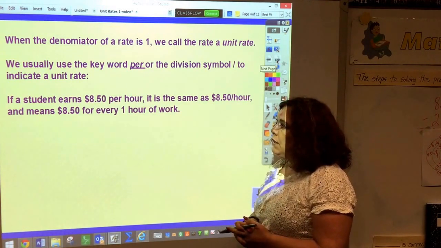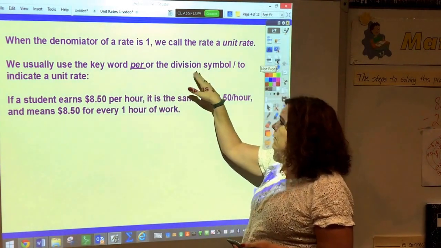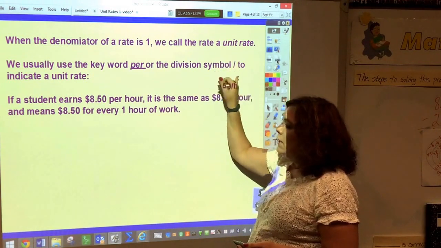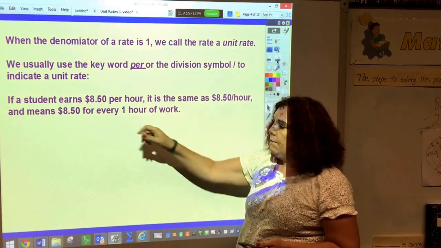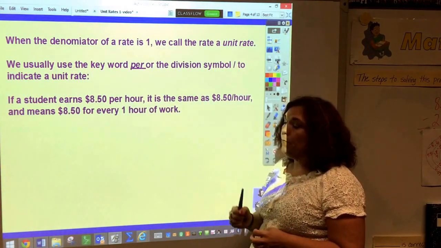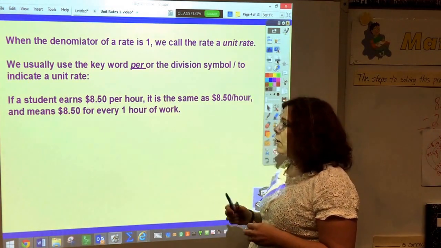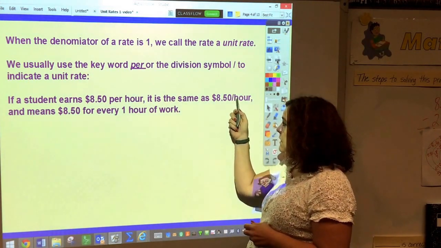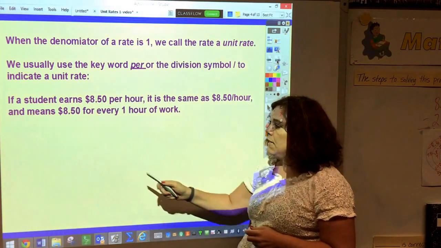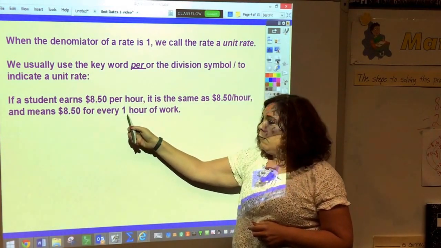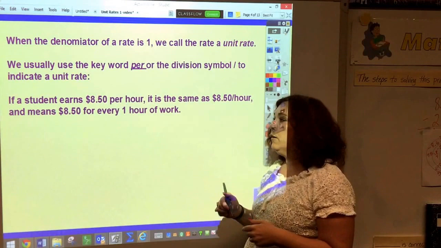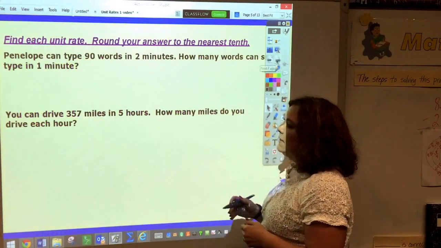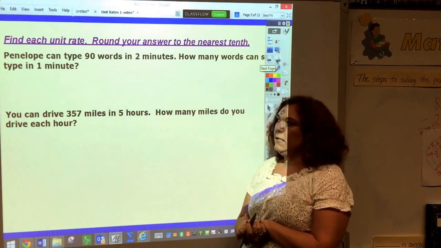We usually use the keyword per or the division sign, the slash, to indicate a unit rate. If a student earns $8.50 per hour, per 1 hour, it is the same as saying $8.50/hour. And it means $8.50 for every 1 hour worked, per hour. So let's look at how you use unit rates.